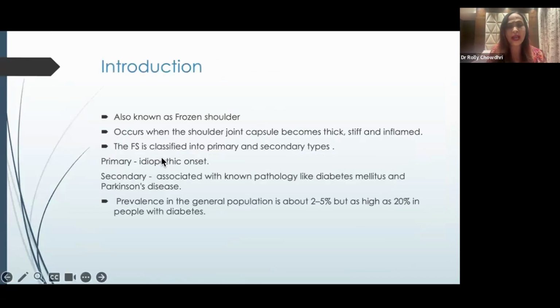So primary is idiopathic, where the cause is not known. Secondary is associated with many pathologies, and very important here is diabetes mellitus. It is 5 times more common in patients with diabetes, so you have to always ask the history of diabetes. It is also associated with other systemic diseases like hyperthyroidism, Parkinson's, cancer, stroke, and Dupuytren's contracture. So these are the secondary causes.